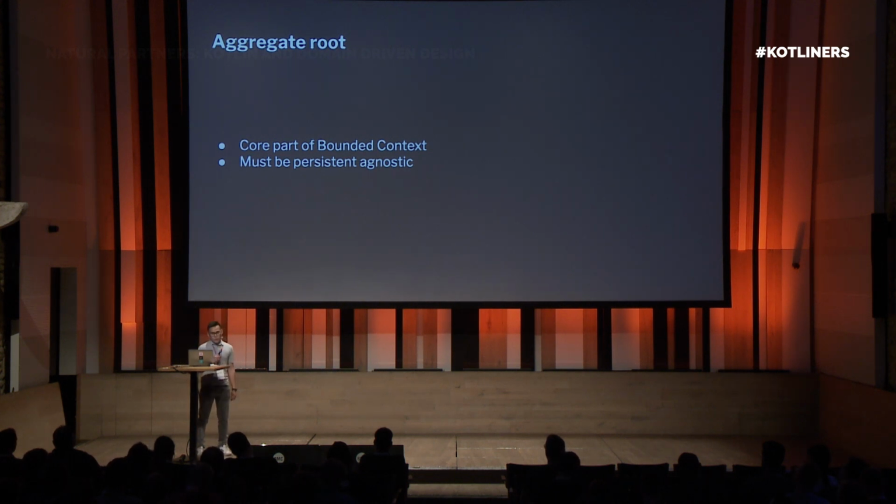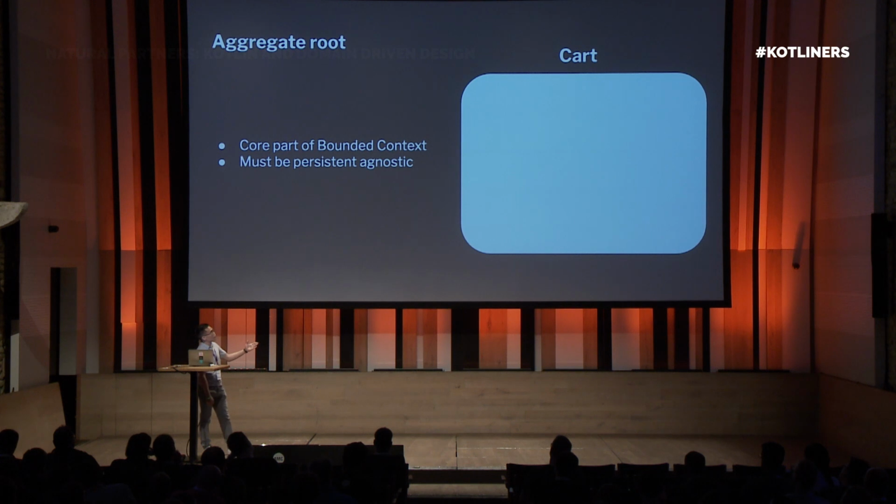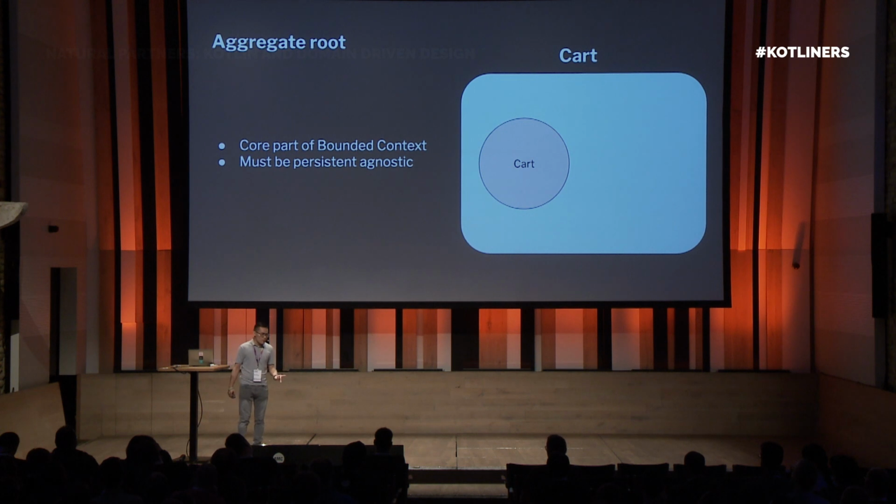One of the principles of domain-driven design is aggregate roots. Aggregate roots are a core part of the bounded context. It's basically a cluster of domain objects which can be treated as a single unit. Going back to our internet shop, we have the cart bounded context or microservice, and inside of it we have the cart aggregate root, which takes care of adding products to the cart, removing products from the cart, adding some information to the cart, stuff like this.